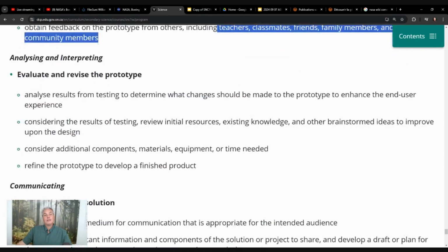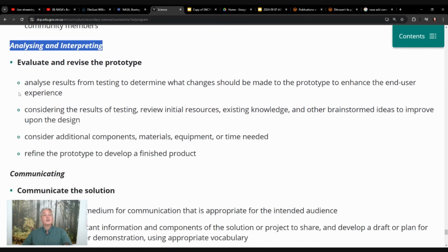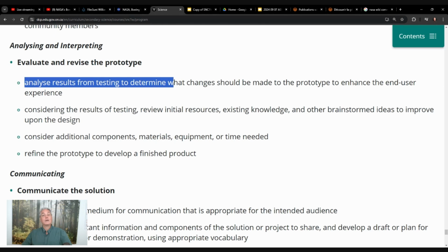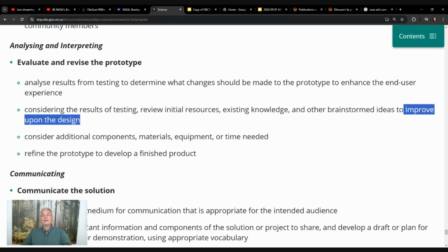What do we have to do from here? We have to analyze and interpret the data. That's important because if you have data but you do nothing with it, then it's wasted resources. So here you analyze your results to determine if you actually were able to solve the problem or part of the problem. And when it's done, it allows you to review the initial resources that I used, existing knowledge, but also the new knowledge that I've learned. And let's see if I can find ideas to improve my design.